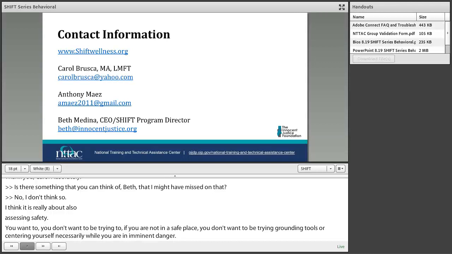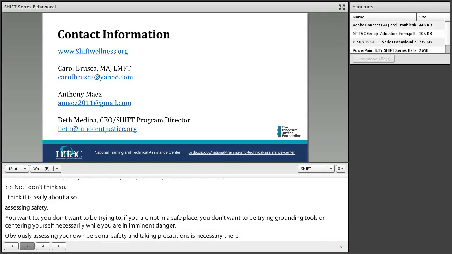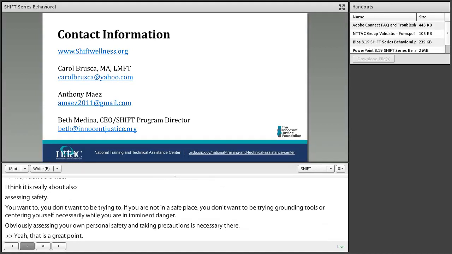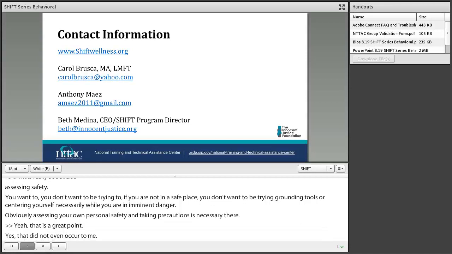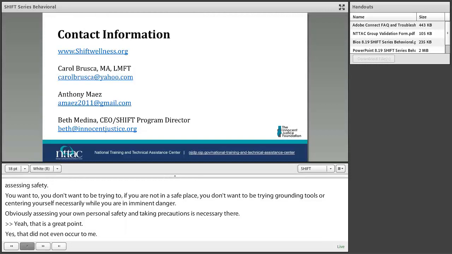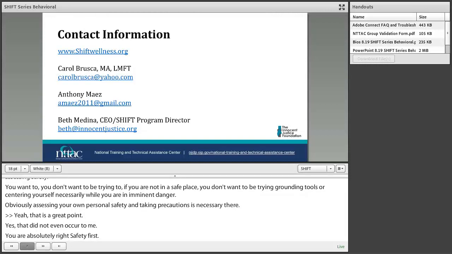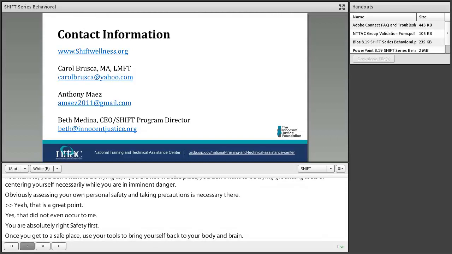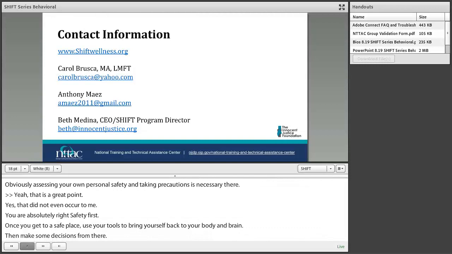Absolutely. Safety first, and then once you can get to a safe place, use the tools to bring yourself back to your body and your brain, and then make some decisions from there. Breathing and a lot of the behavioral tools we talked about will bring you back into your body and your brain, so you can think more clearly to make decisions.